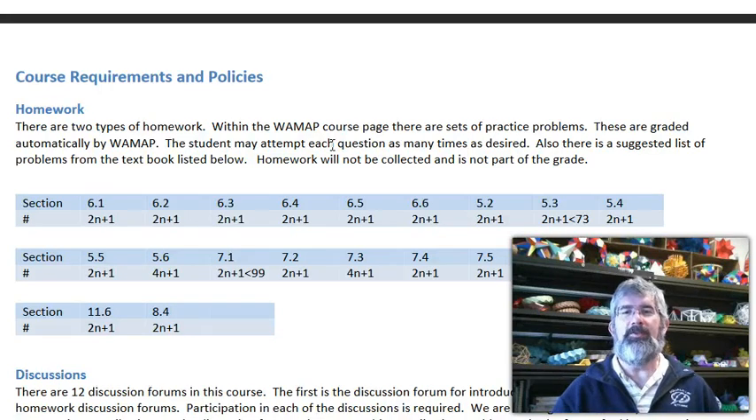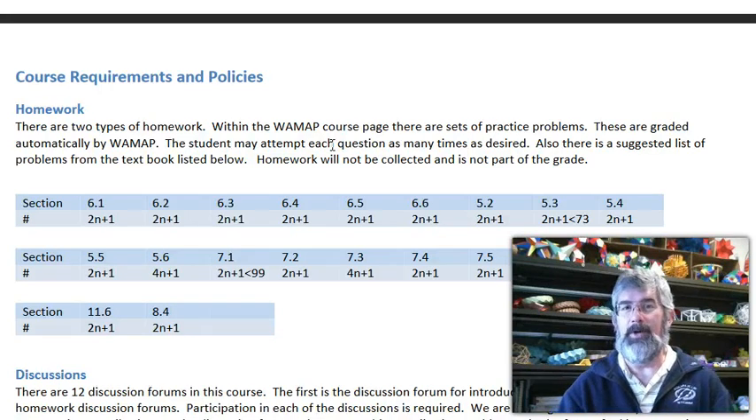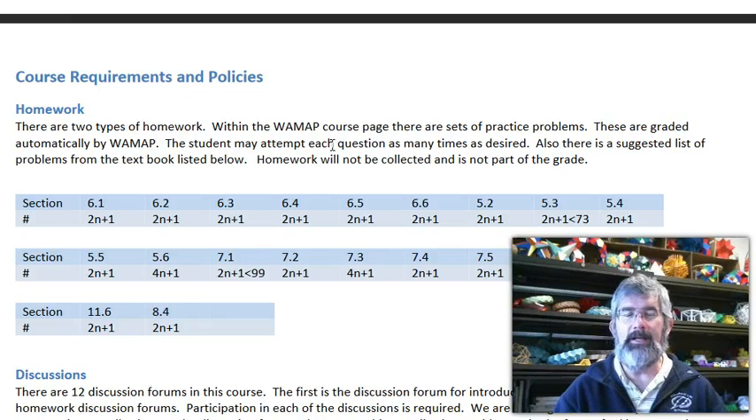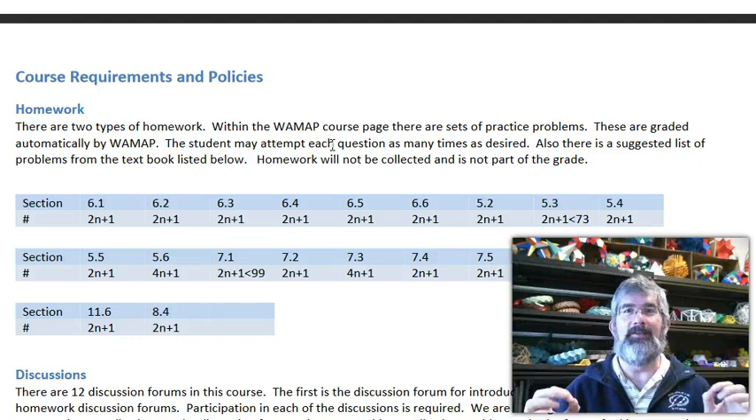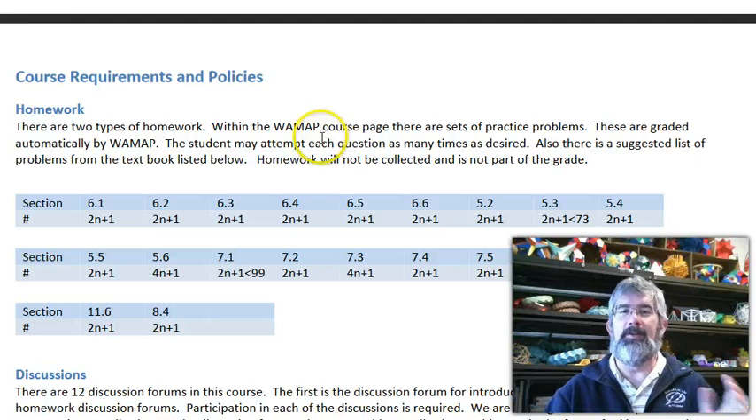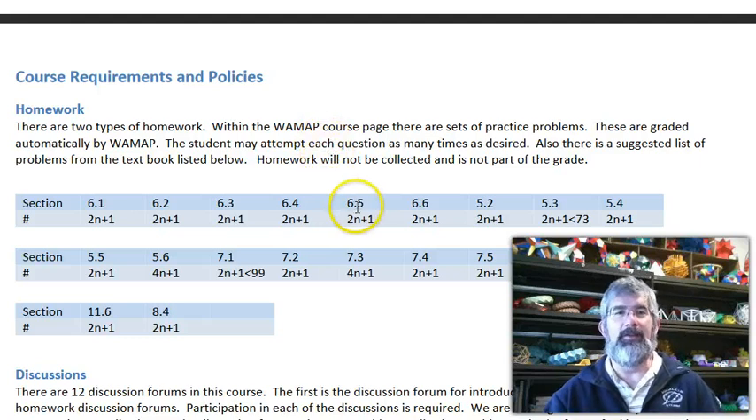So this is what I see. In order to do math, you need to practice. That's what homework is. It's not about grading. This is where you learn how to do it. I will test later whether you learned how to do it, but practicing is what you need to do to get good. So there are a couple of types of homework: the stuff on the WAMAP page and the stuff in the book.